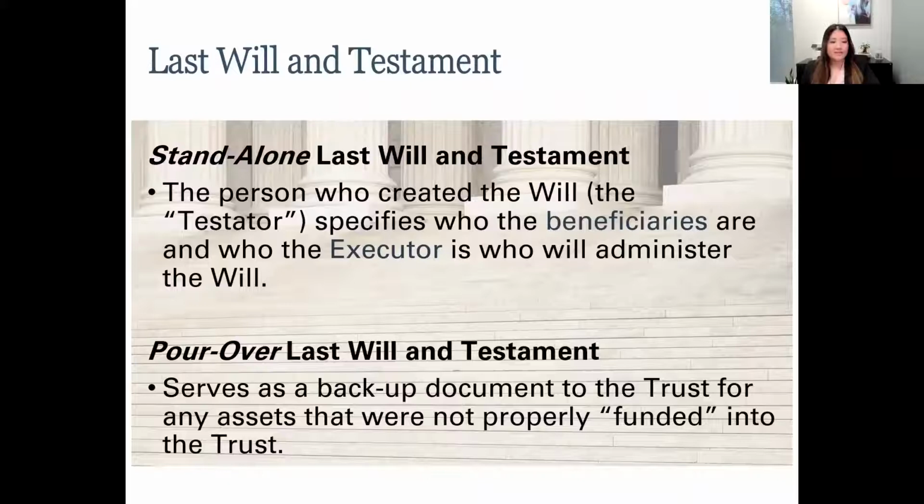The reason why we call it a pour-over is that in case someone were to pass away and they left assets just in their name individually, there was no joint ownership, the property wasn't titled in the name of the trust, or there was no beneficiary designated, then a pour-over will would basically scoop that asset up and pour it over into the trust. We want to make sure that assets are redirected back to the trust as much as possible so that all of the instructions that the person painstakingly put together are actually followed.